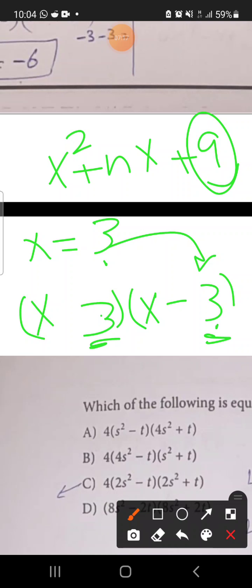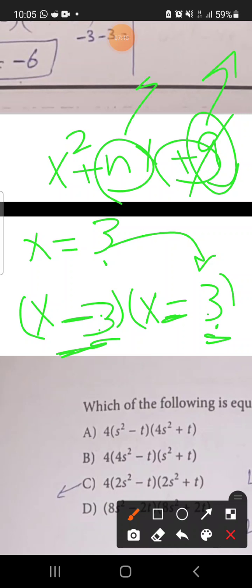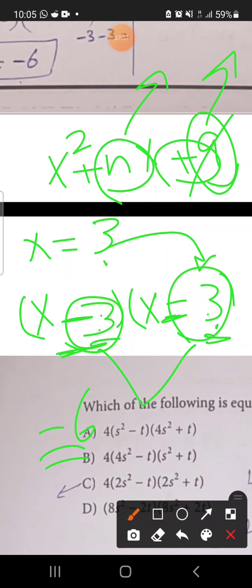3 times 3. Okay, if it was, for example, 18, 3 times what gives you 18? 3 times 6. You got me? So this is the bracket. So here, 3 times what gives you 9? 3. Here is positive, so the signs are the same in the two brackets, so here negative 3. You want to get n. As I told you, here is the product, but here is the sum. So you take negative 3 plus negative 3, which is negative 6. So n is negative 6. You got it? Okay.